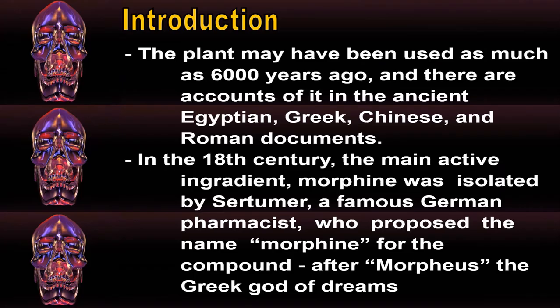Introduction. The plant may have been used as much as 6,000 years ago, and there are accounts of its usage in ancient Egyptian, Greek, Chinese, and Roman documents. In the 18th century, the main active ingredient, morphine, was isolated by Schirmer, a famous German pharmacist who proposed the name morphine for the compound after Morpheus, the Greek god of dreams.